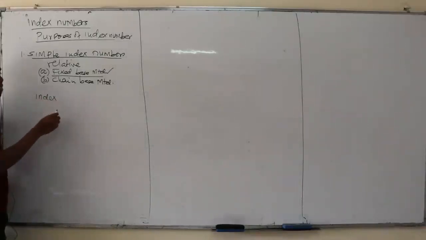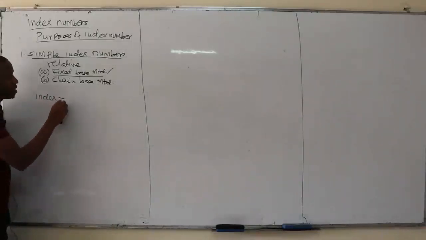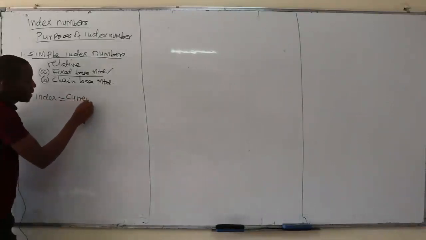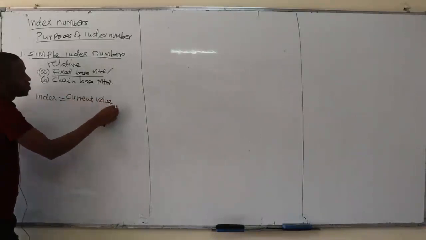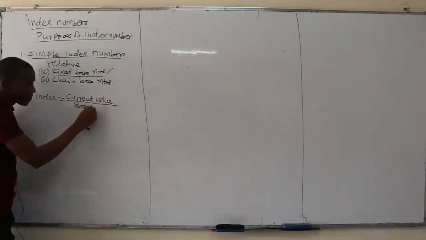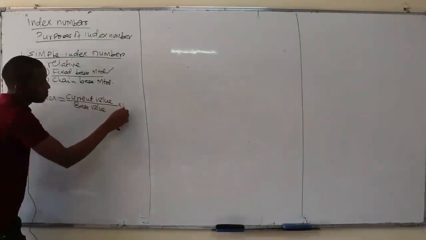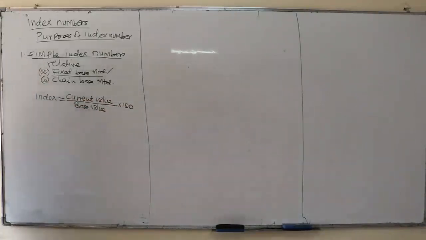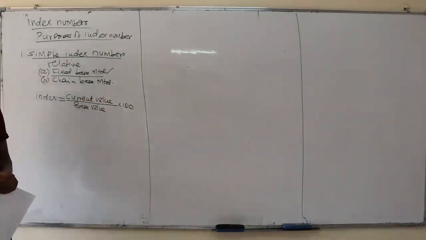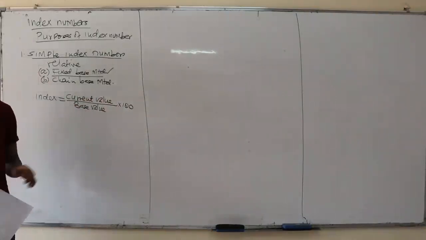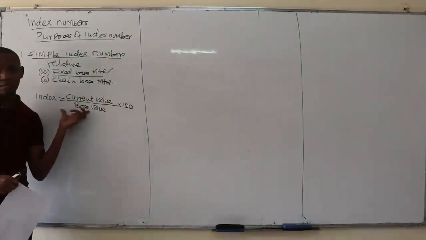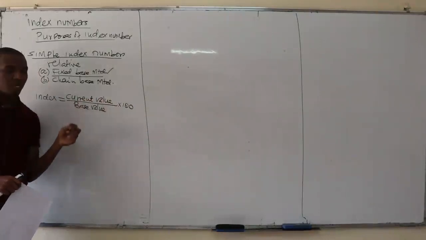So what we mean is that the index will be given by the current value divided by the base value, then multiplied by 100. That is how you get the index number. With that, you can write an example.